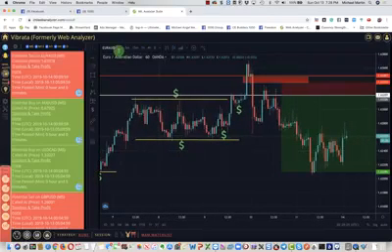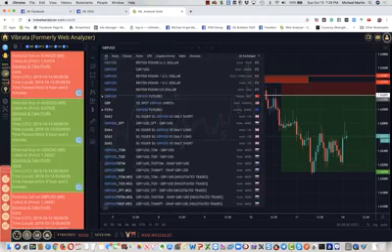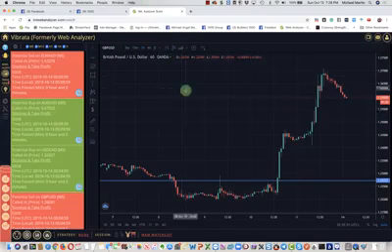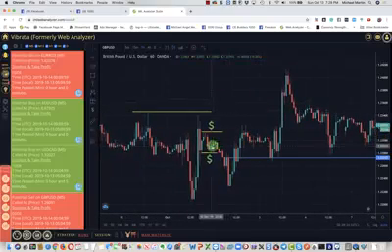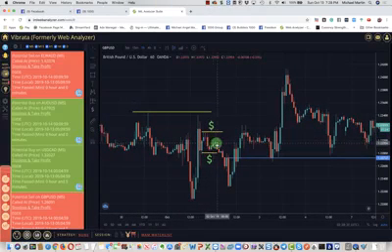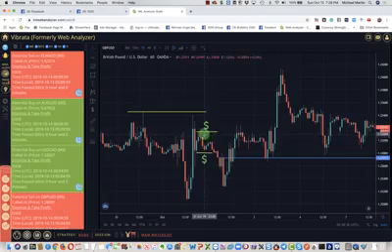All right, so let's go look at another example. I already have this drawn out on the pound. It's back here. This one's not as clean, but it's the same thing, right? So you've got price consolidating here. It's making highs and it's making lows.